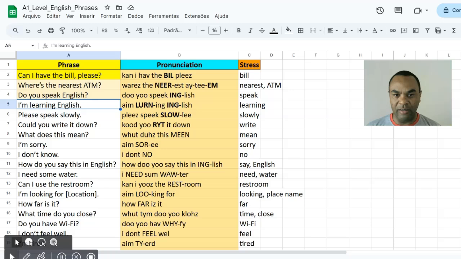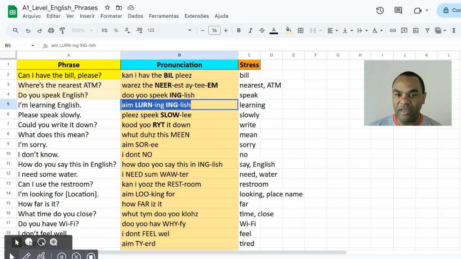Next, number five. I'm learning English. Eu estou aprendendo inglês. Question four: Do you speak English? I'm learning English. Ok? Aqui já veio pergunta e resposta se quiser.